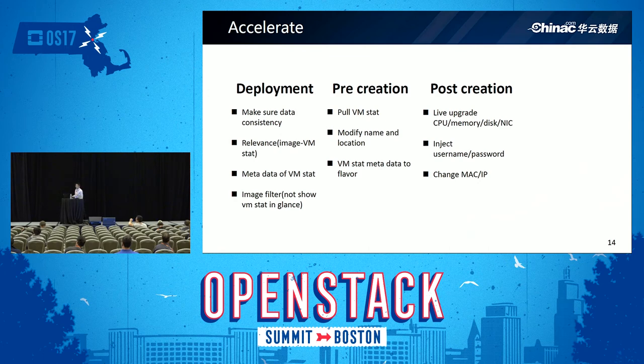When we pre-create, we pull the VM state and modify the name and location to push the VM state to the libvirt folder. And libvirt will automatically recognize this file and rewrite its header using the instance XML file. And then boot it up. It's very fast.